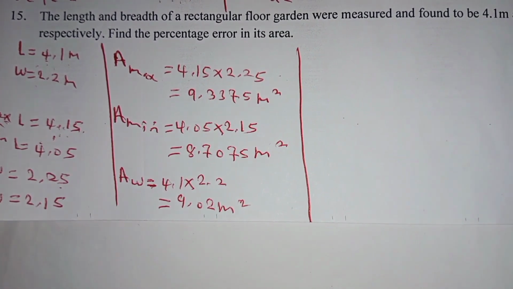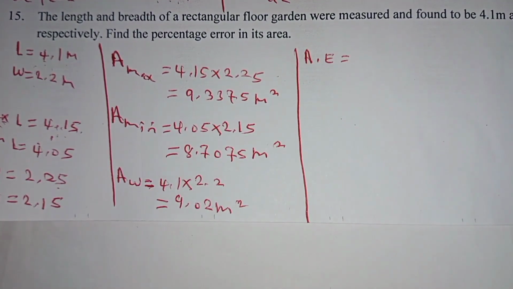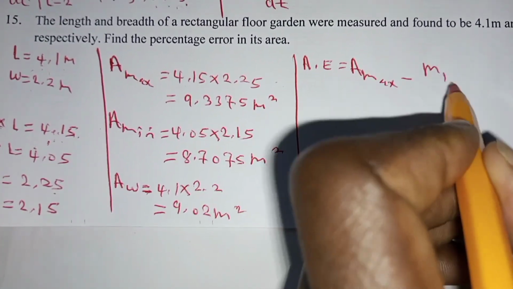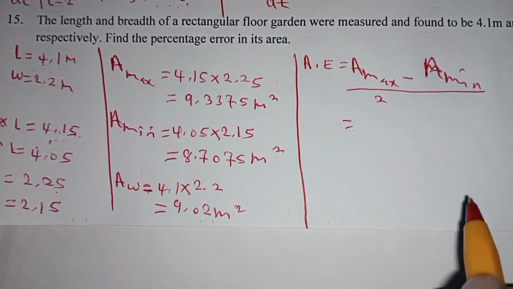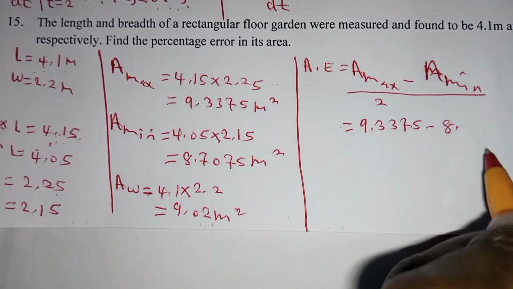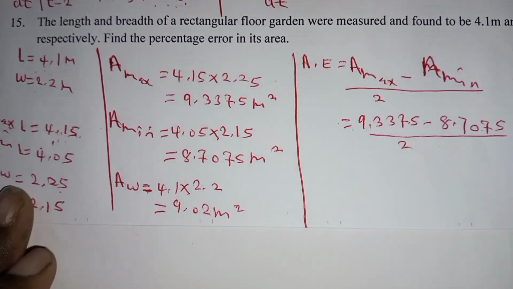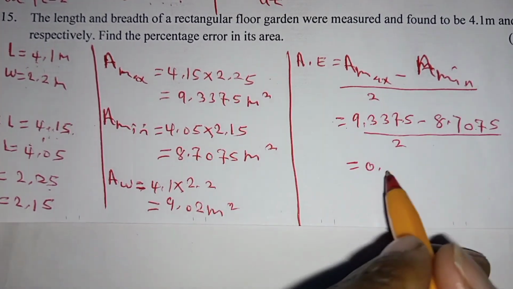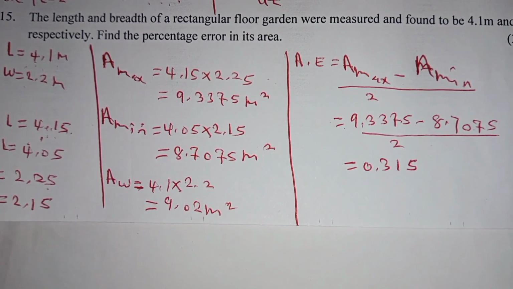Then from there we get the absolute error. Absolute error will be given by maximum area minus minimum area, divided by 2, which is equal to 9.3375 minus 8.7075, divided by 2. And after doing that, the result will be 0.315.